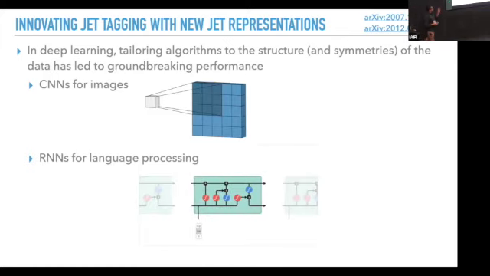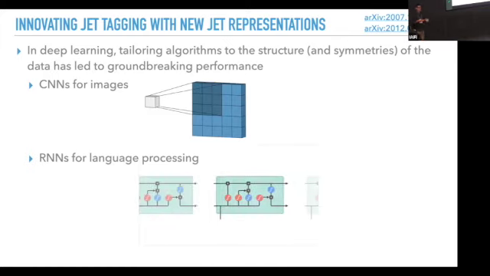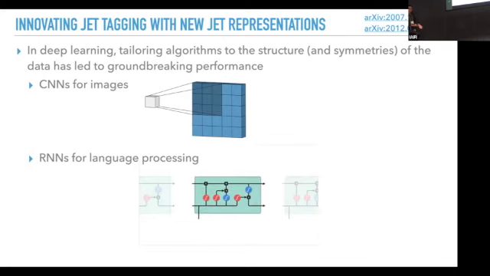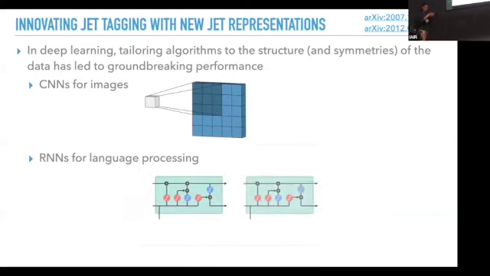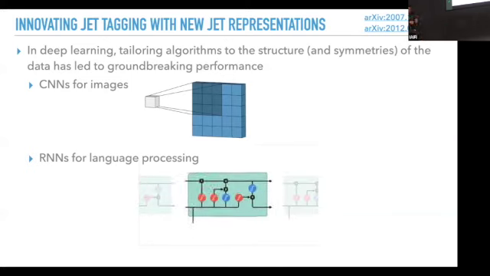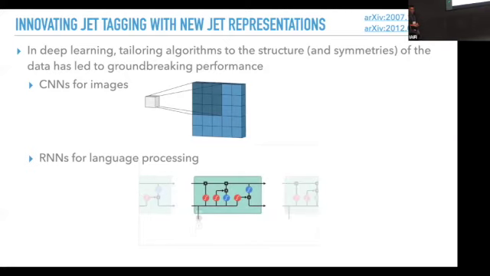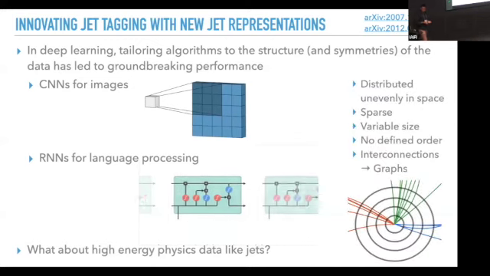RNNs were used for a long time with language processing because they could take into account the prior context to a word. Of course, nowadays transformers are kind of taking over everything, but nonetheless, the point stands that the algorithms have some inductive bias related to the kind of data. So what about high energy physics data like jets?